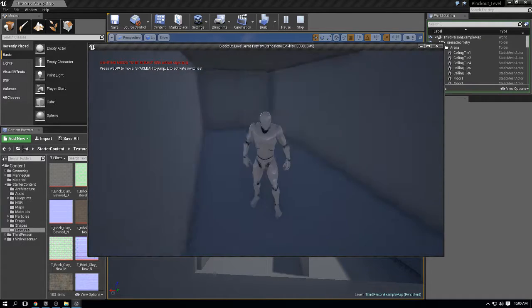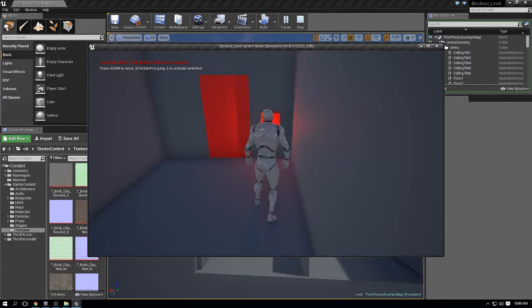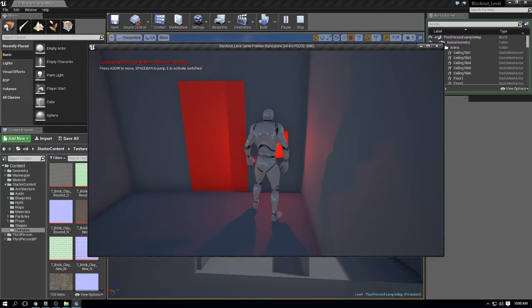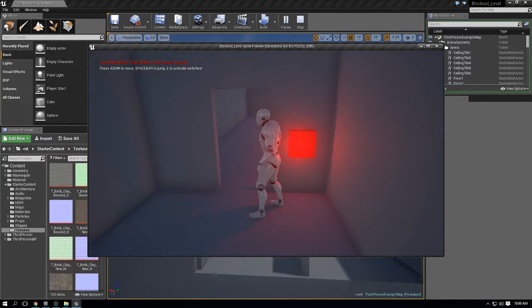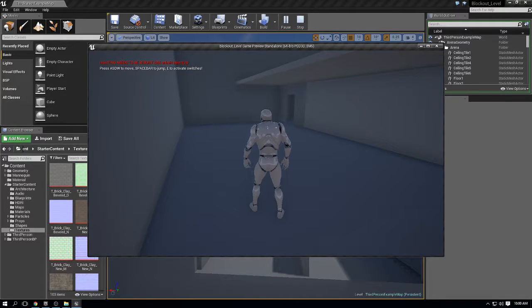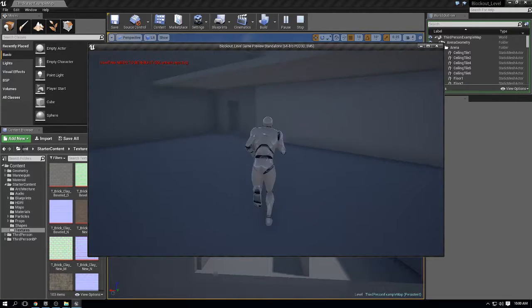Alright, starting in the beginning, you start off in a kind of closed-off place where you're first introduced to the mechanic of switches activating doors. And as you can see in the top left corner, there's some instruction about how to move, how to jump, and what button to press, which is E in this case.